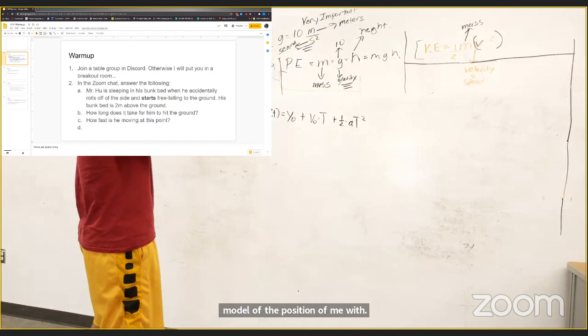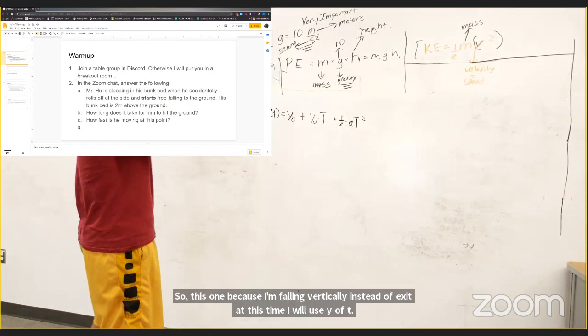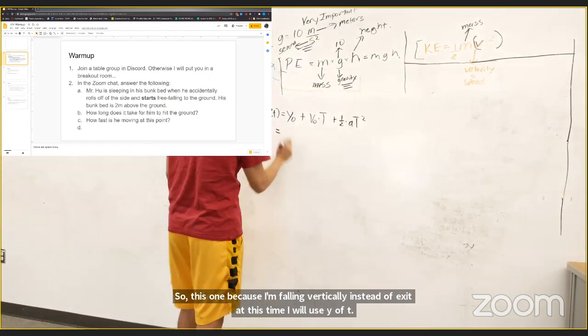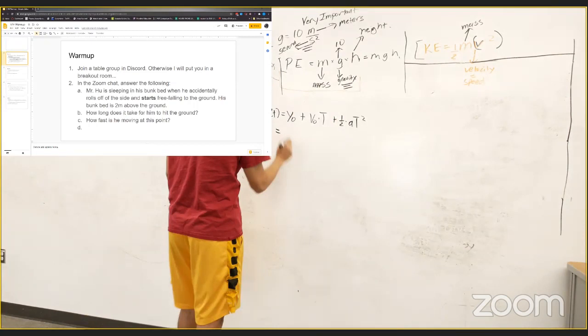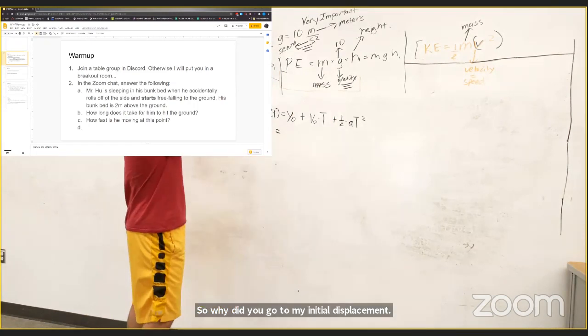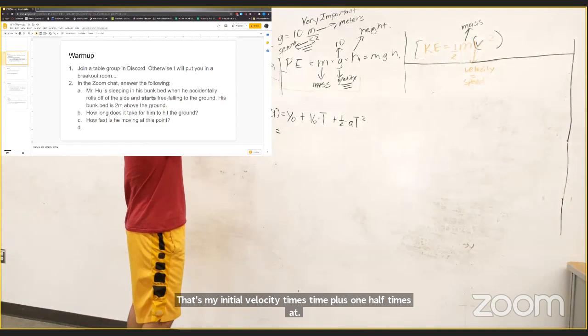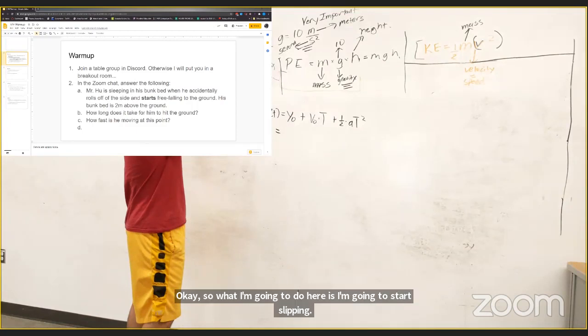Okay, so what I'm going to do here is start subbing things in. One of the key things here is we want to look at where I am at the very end. So y of t tells me my position with respect to time. What I want to figure out is when do I hit the ground, or when is my y value 0? So I'm going to plug in 0 here.